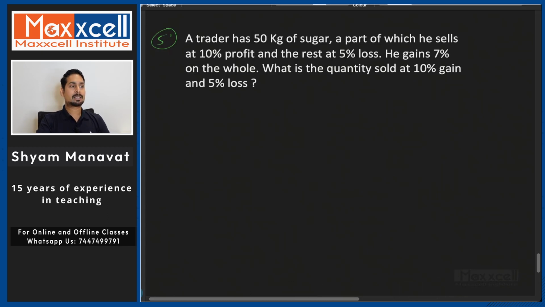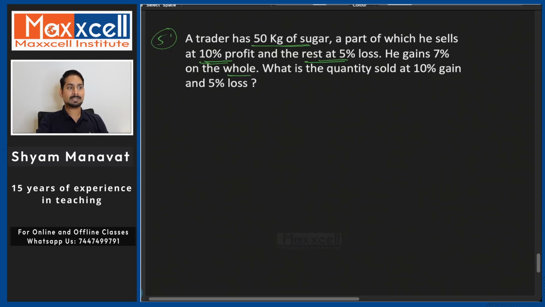The question says a trader has 50 kg of sugar, a part of which is sold at 10% profit, and the rest is sold at 5% loss. For now, just avoid this 50 kg. Let me explain the question first. So a trader has 50 kg of sugar, a part of which is sold at 10% profit, and the rest is sold at 5% loss. He gains 7% on the whole. So overall, when he calculates, he is gaining 7%.